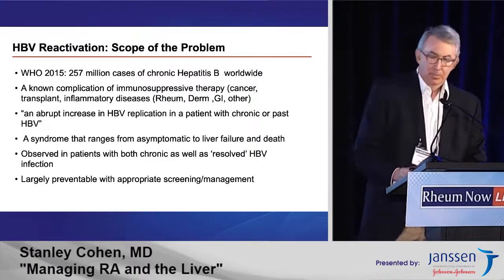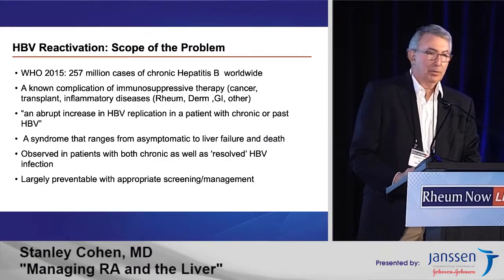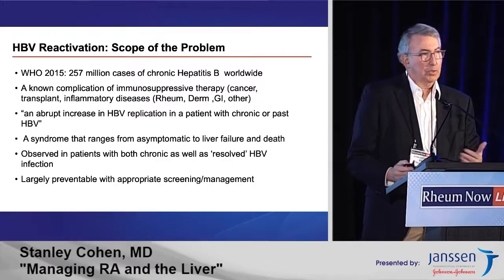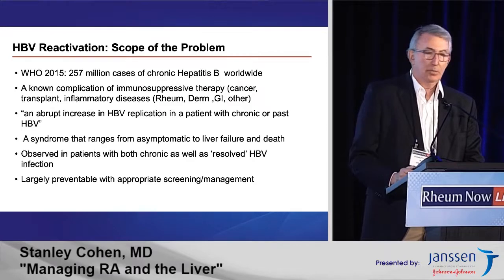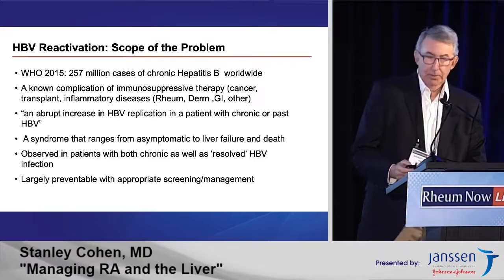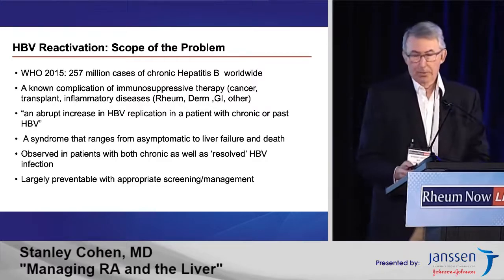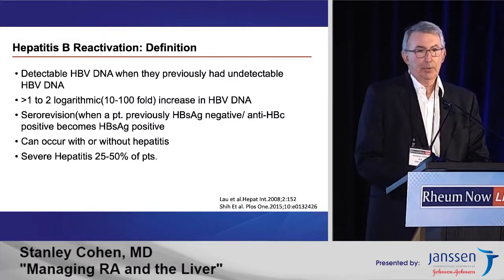So hepatitis B viral reactivation has been observed both in patients with chronic as well as what we consider resolved hepatitis B viral infection. It's largely preventable with appropriate screening. The antiviral therapies are 90% effective at suppressing hepatitis B viral reactivation, and are something that we need to consider along with help from our GI liver people.